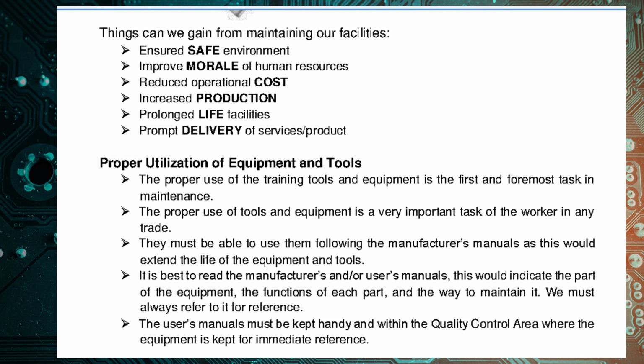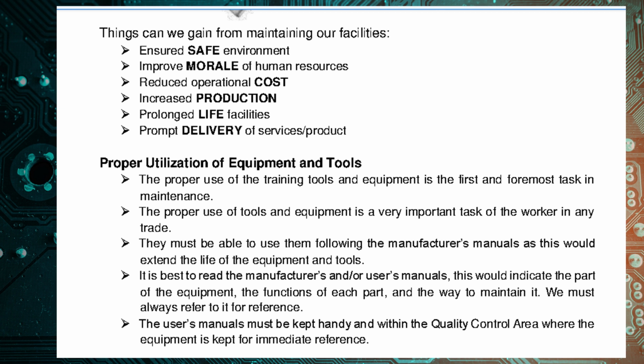And here is the proper utilization of equipment and tools. The proper use of training tools and equipment is the first and foremost task in maintenance. The proper use of tools and equipment is very important for workers in any trade. They must be able to use them following the manufacturer's manuals, as this would extend the life of the equipment and tools. It is best to read the manufacturer's user's manual.